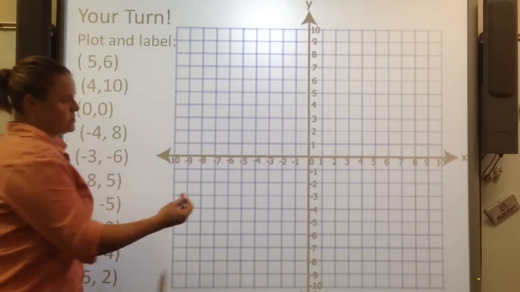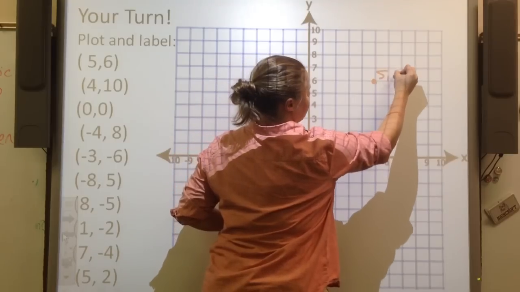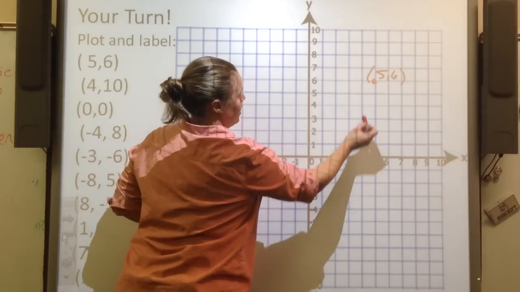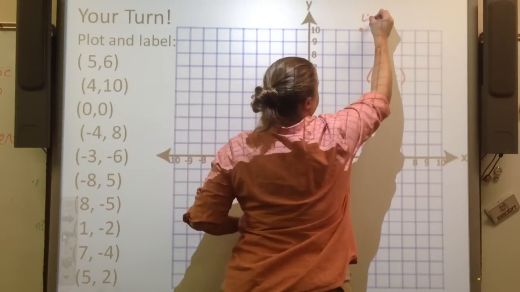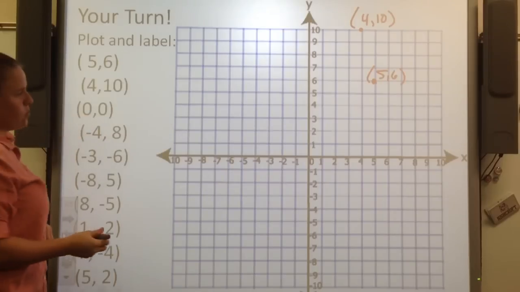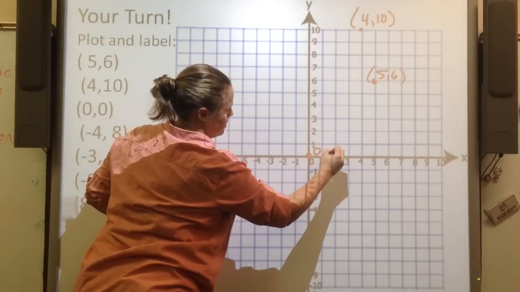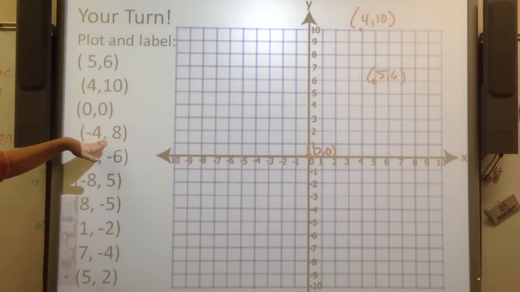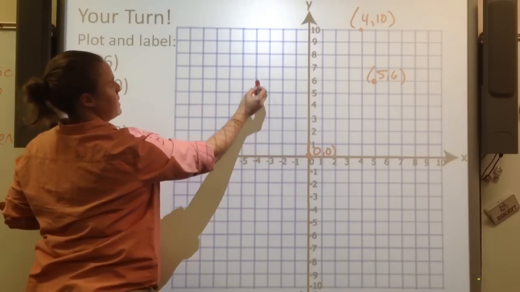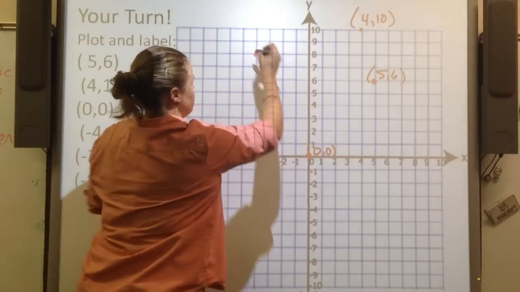All right, so now we have 5, 6. So I'll go over 5 spaces, up 6 spaces, and that's 5, 6. 4, 10, over 4, up 10. And again, you're labeling it, over 4, up 10. 0, 0, that's our origin. So over 0, up 0, right there in the middle. Negative 4, 8. So go over negative 4, and then positive 8, up 8. So negative 4, up 8. And usually it might be good to use fingers to help.